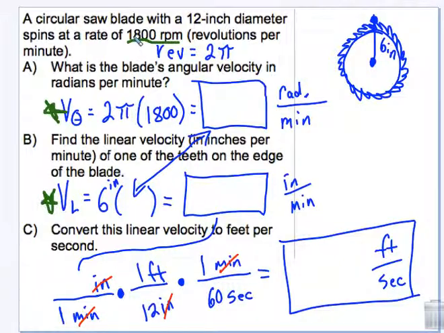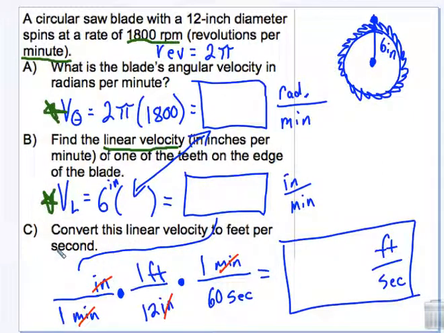So if I'm making 1,800 revolutions, then to get angular velocity per minute, I need to multiply 2 pi times the number of revolutions. That will tell me the total number of radians that the saw blade completes in 1 minute. Then to get the linear velocity, I multiply my angular velocity, the answer I got from up here, by 6 inches, because that's the radius, and that will give me my linear velocity in inches per minute.